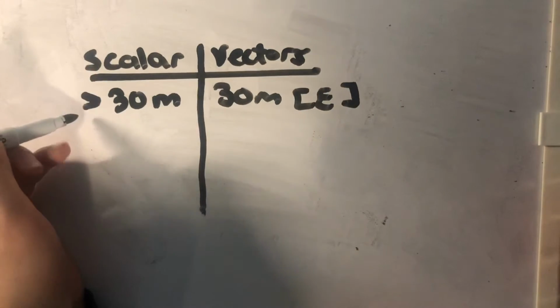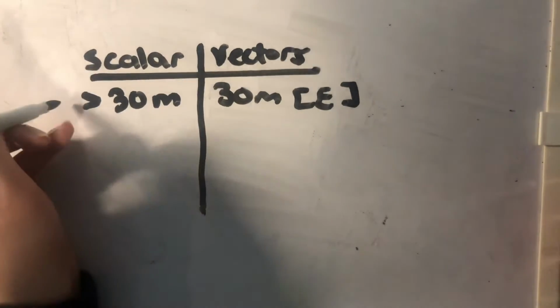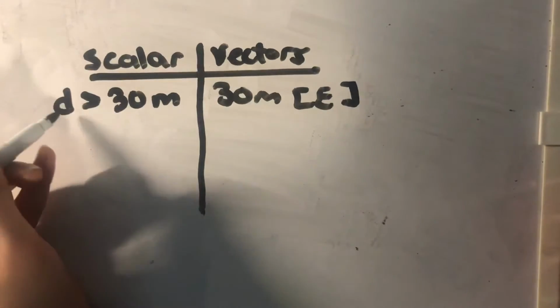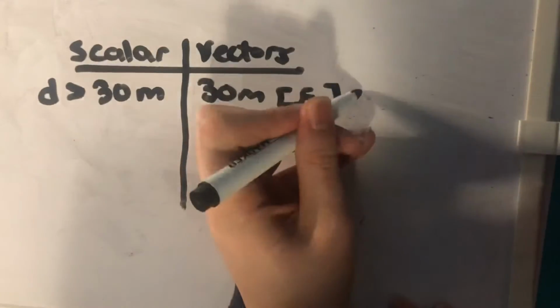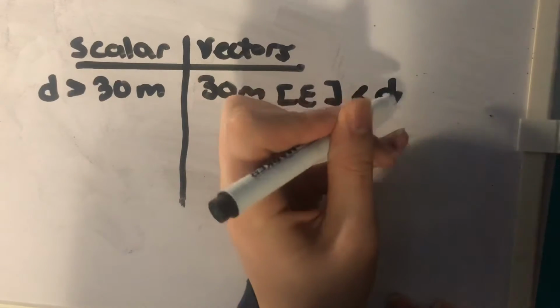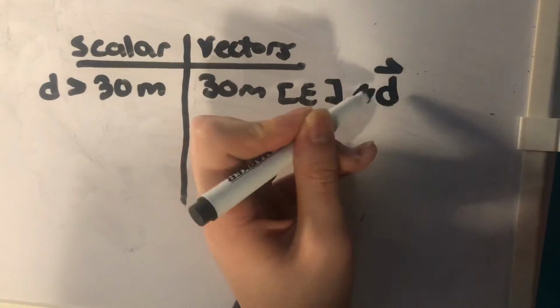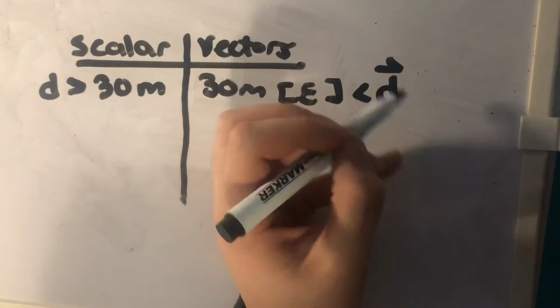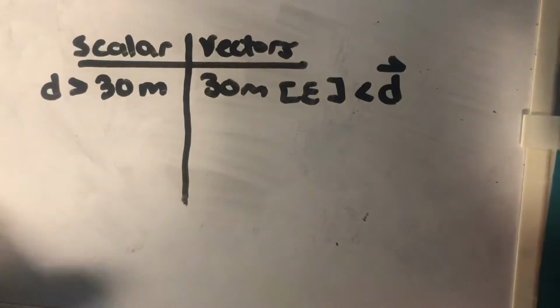So in this case, for the scalar, you would call this distance, or just represented by a d. And for the vector, you would call it displacement, or represented with a d with this little arrow symbol above it to indicate that it has a direction and that it is a vector.